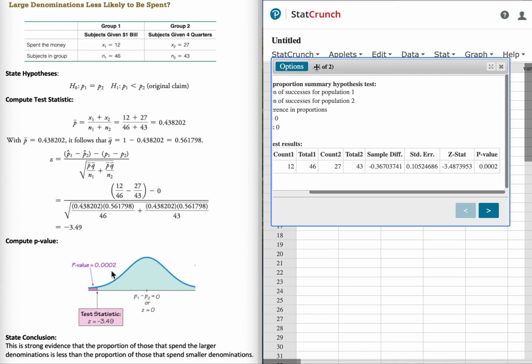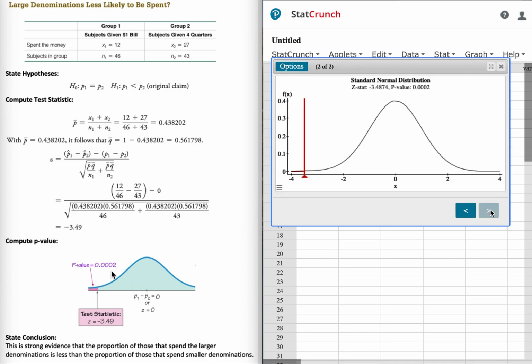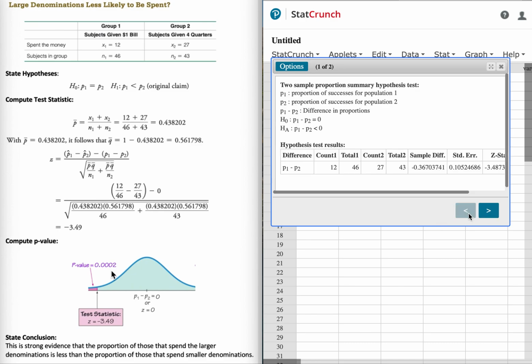Remember, I checked the box for plotting the p-value. So here it gives me the normal curve, and it plots z equal to negative 3.49 over here to the left. And if you can see vaguely, it shades in that little bit of tail, which is representing what's going on in the picture that I've given down here for the p-value. And so in this case, we've got the test statistic and the p-value both given by StatCrunch.